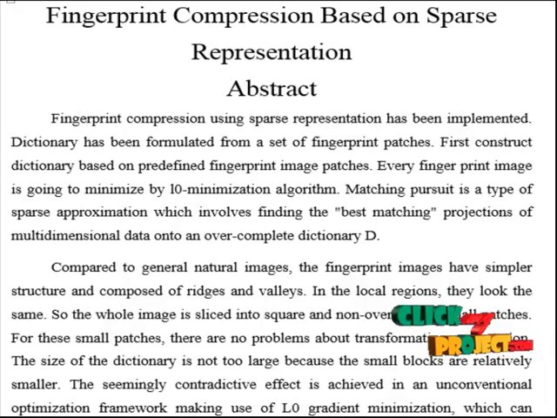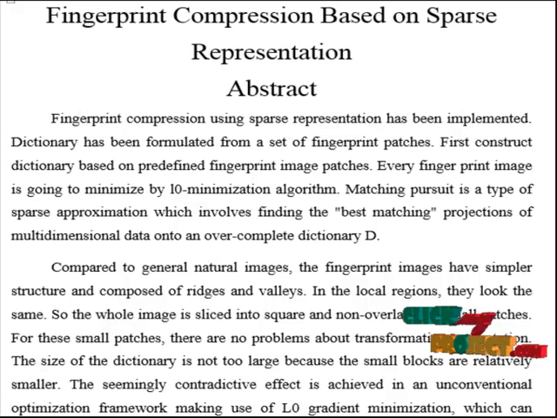Matching pursuit is a type of sparse representation which involves finding the best matching projection of multidimensional data onto an overcomplete dictionary D. Compared to general natural images, fingerprint images have a simpler structure and are composed of ridges and valleys. In the local regions, they look the same, so the whole image is sliced into square, non-overlapping small patches. For these small patches, there are no problems about transformation and rotation. The size of the dictionary is too large because the small blocks are relatively small.